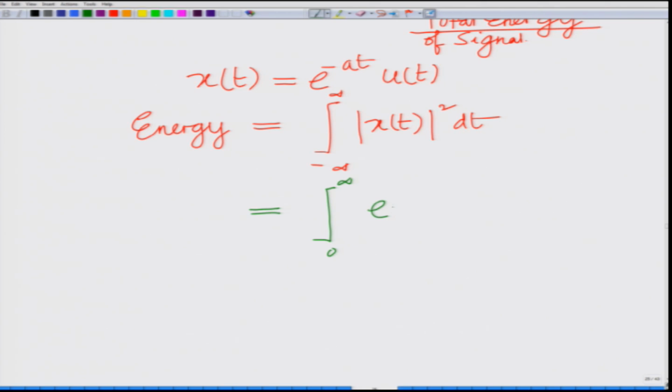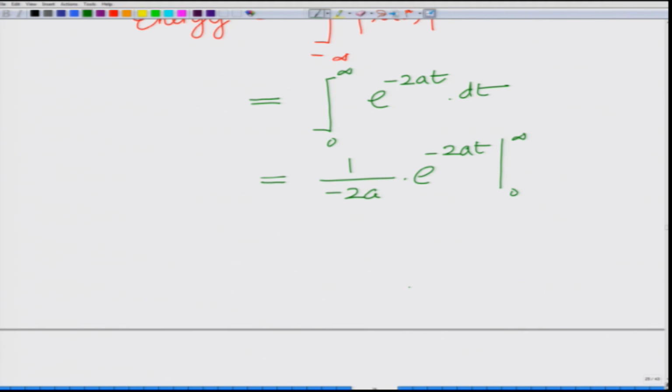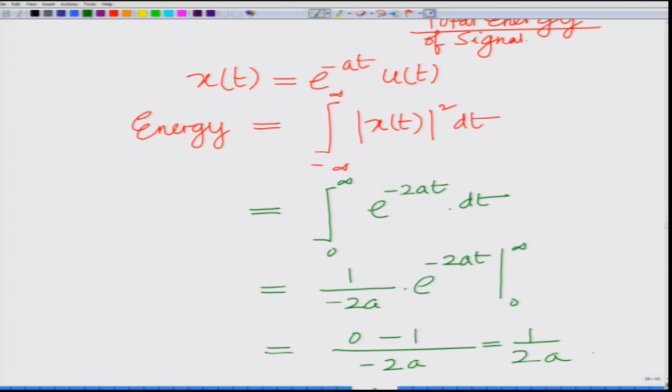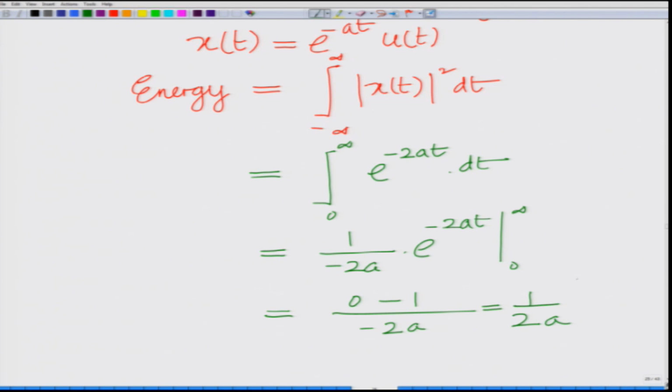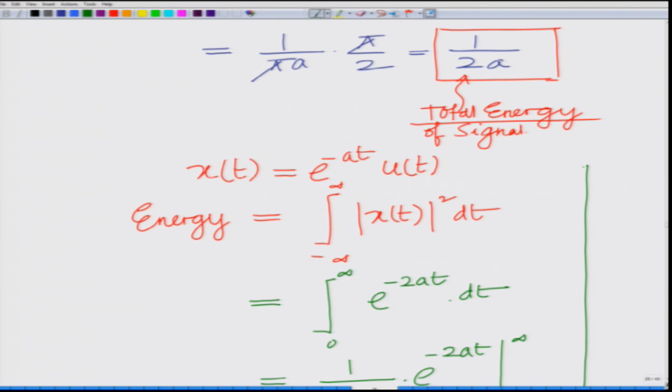So, this is the integral from 0 to infinity of e to the power of minus 2at dt, which is 1 over minus 2a e to the power of minus 2at, evaluated between the limits 0 to infinity, and therefore, this is 0 minus 1 divided by minus 2a, which is 1 over 2a. And this is indeed, if you go above, the total energy of the signal.